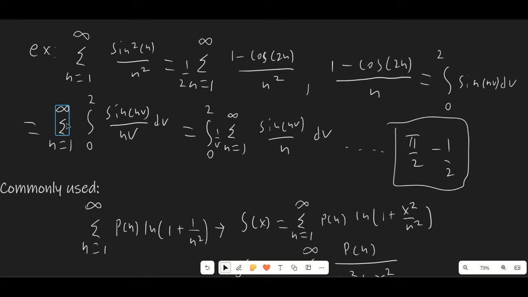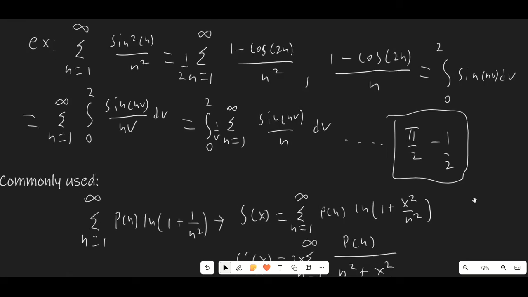So when we substitute this in and interchange the integral and the sum, we get 1 over v, the integral from 0 to 2 of 1 over v times the sum from n equals 1 to infinity of sine of nv over n dv. Once you work through all that math, this ends up being some inverse tangent function, I believe, inverse tangent of cotangent of x over 2, which becomes pi over 2 minus x over 2, or v over 2, sorry. Then you integrate, and you get the answer being pi over 2 minus 1/2.